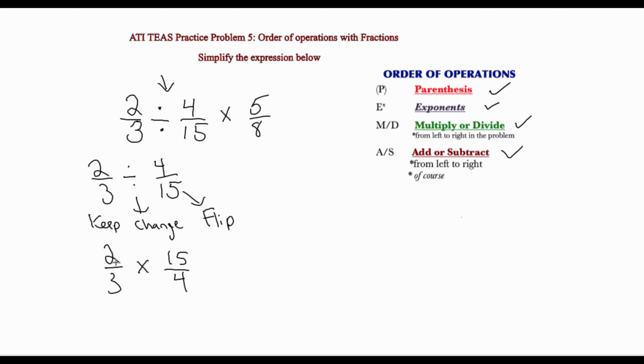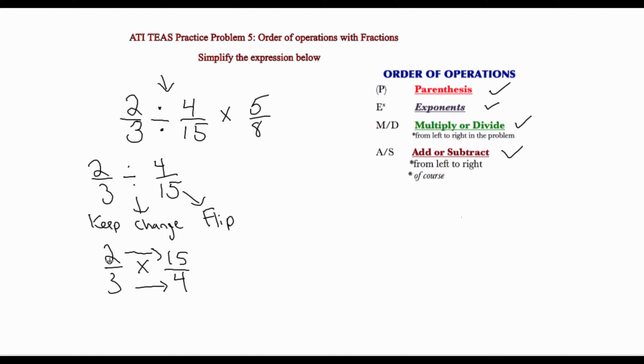So now we're going to multiply these two fractions, 2/3 times 15/4. Now we can do this two ways. We can multiply across as is and then reduce the fraction in the end, or we can do something called cross canceling. So we can cross reduce what we have already. Why don't we do that?